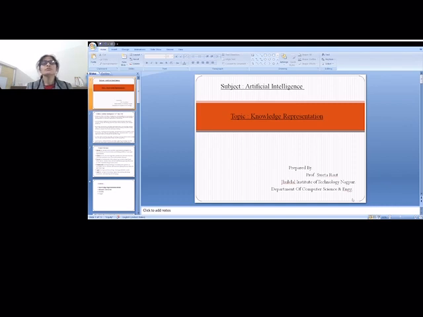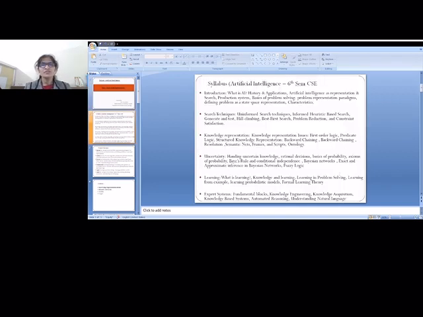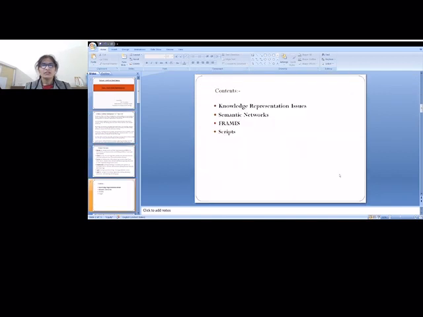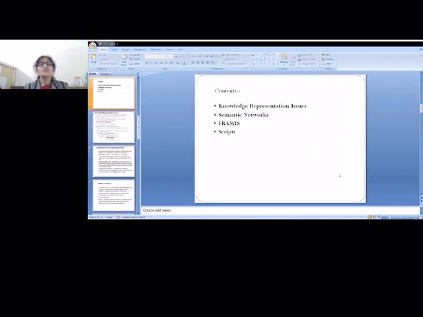I am going to explain to you the topic of artificial intelligence, that is, knowledge representation. What does knowledge representation mean? Knowledge representation means we can represent knowledge through various techniques, that is, semantic networks, frames, scripts, predicate logic and propositional logic. In this topic, we will discuss the various issues in knowledge representation, what a semantic network is, what frames are and what a script is.